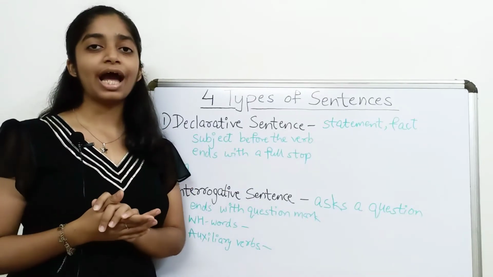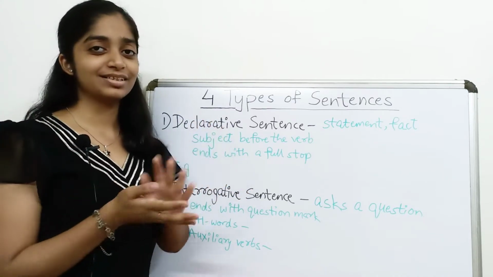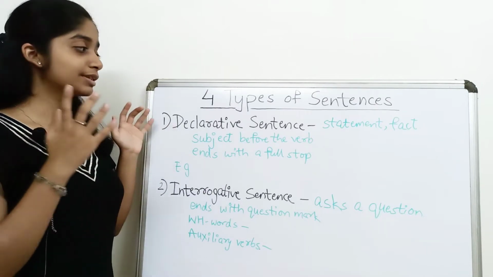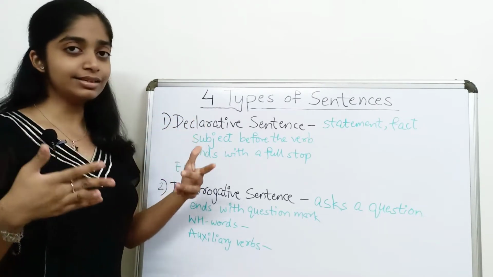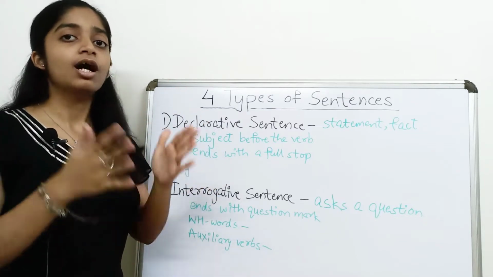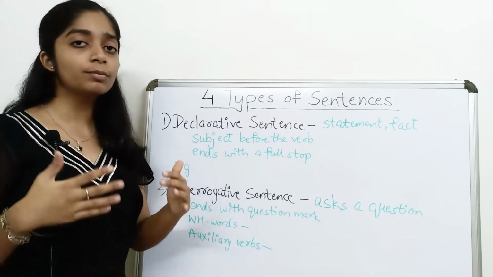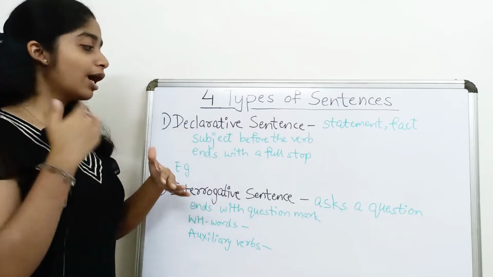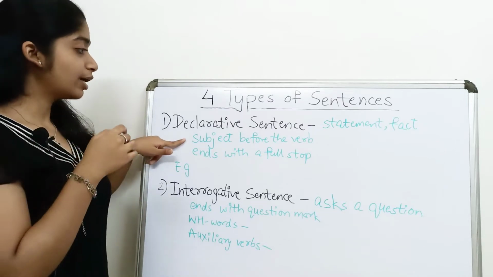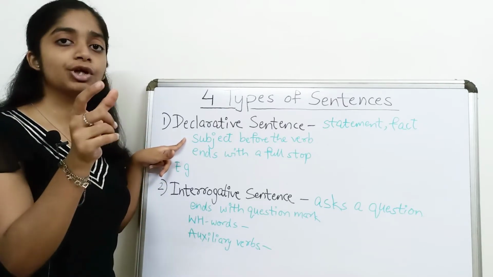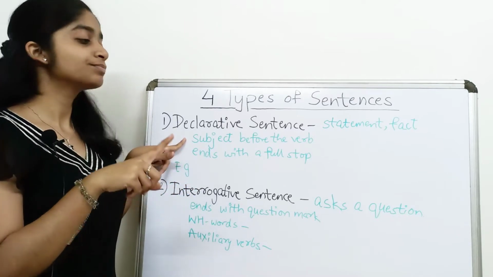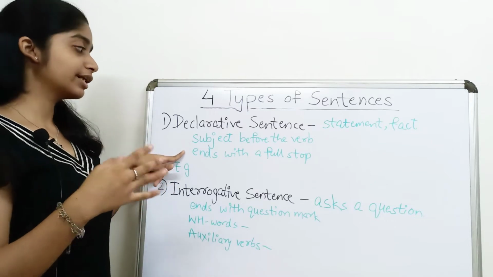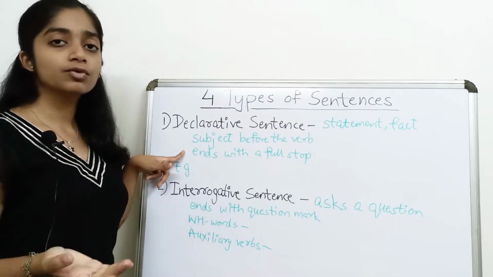Let us now have a look at the 4 types of sentences. The first one we have here is the declarative sentence. This sentence gives us a statement, a fact, or provides information about something. We will have a look at an example and then you will understand it better. Now, a declarative sentence has a subject before the verb. Always the subject comes before the verb, and a declarative sentence ends with a full stop.